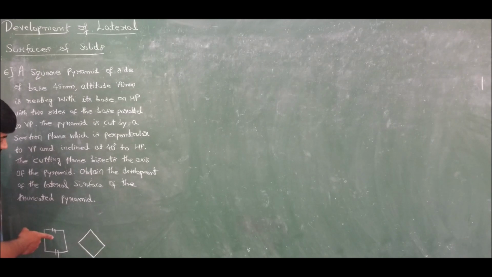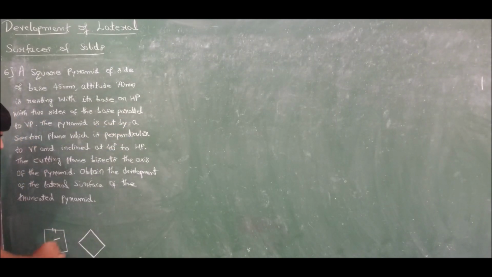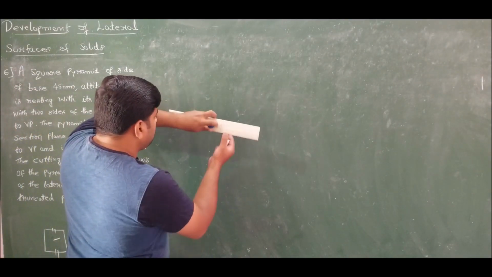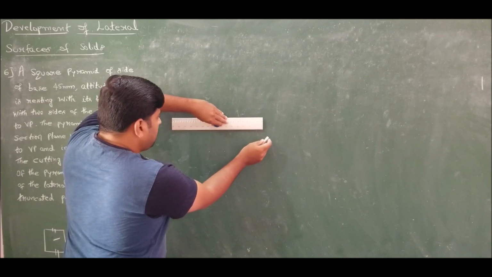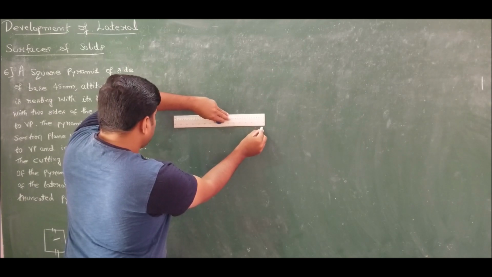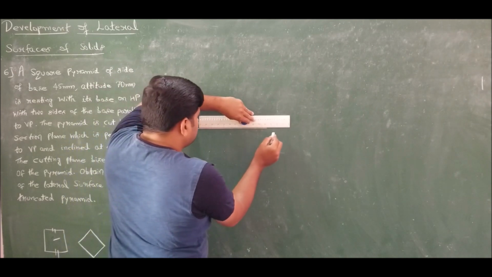If I have a question such that two of its sides are parallel to VP or two of its sides are perpendicular to VP, I should go for this one. Here he states that two of its sides of the base are parallel to VP, so therefore I should go for the first one. Let me draw the front and top view of the given problem. Let me have VP and HP first.